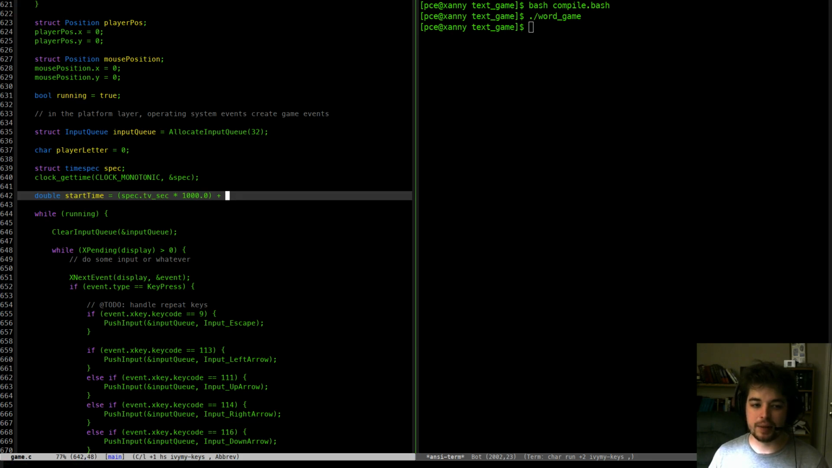So the number of seconds times 1,000 will be the number of milliseconds. And then we're going to get the fractional part by taking the number of nanoseconds and dividing that by 1.0 e to the 6th, which is a million. If you've never seen this notation before, this is an exponent, and this is 6, so this is like 1.0 times 10 to the 6th. We're going to move that decimal place 6 places over, and we're going to get a million.